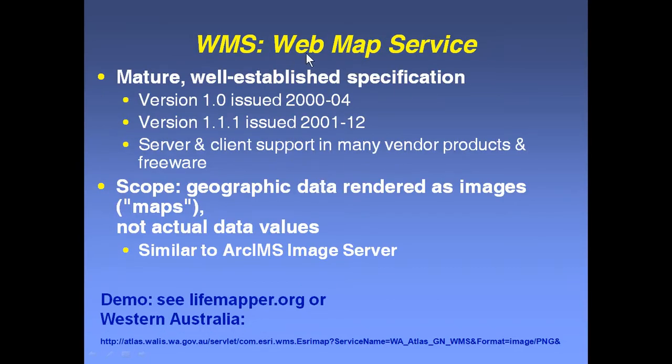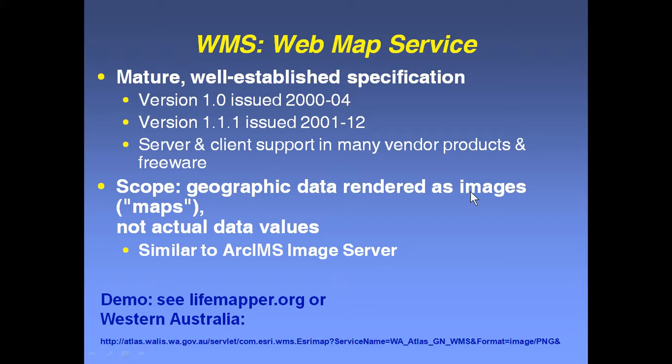So starting with what is Web Map Service. Web Map Service is a mature, well-established specification. Version 1.0 was issued in 2004 and version 1.1 in 2001. So there is server and client support in many vendor products and freeware. You can find it everywhere, I guess. And the scope is geographic data rendered as images.